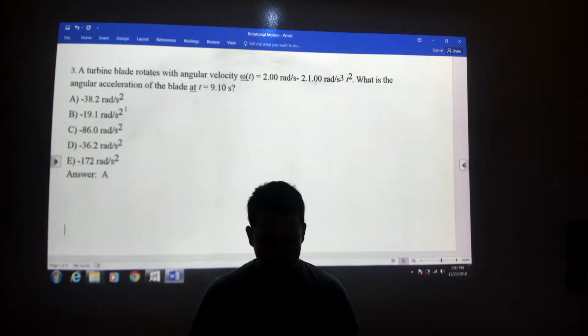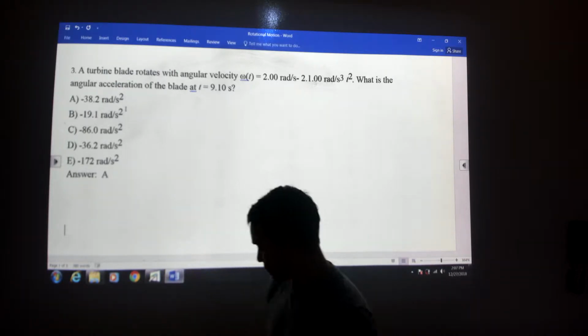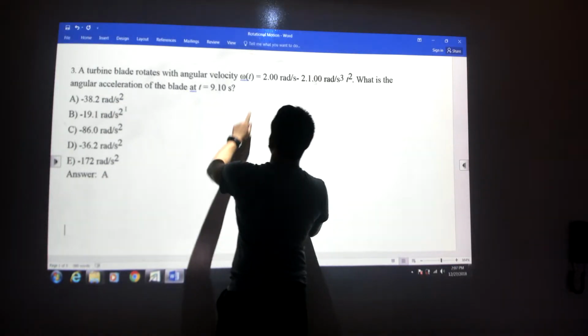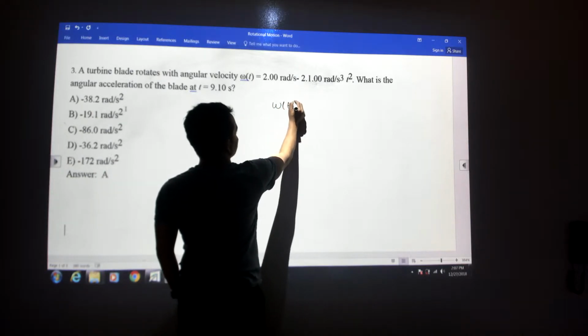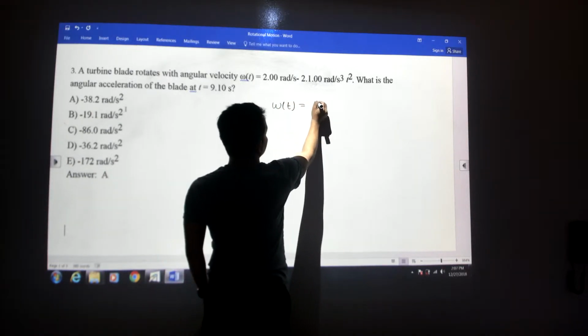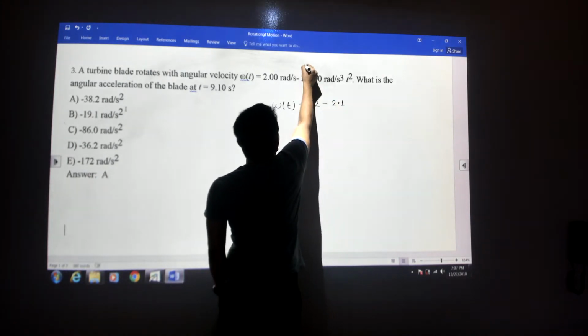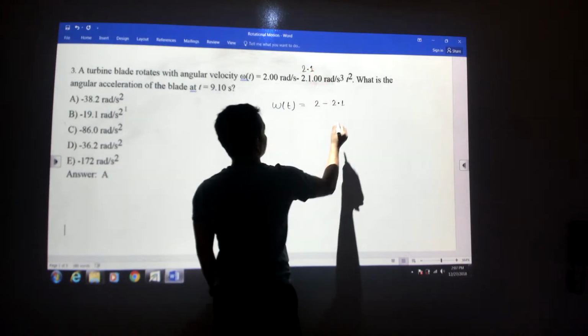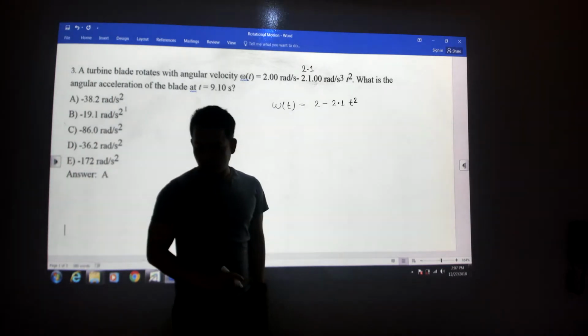In this problem, angular velocity is given as a function of time, and you need to find the angular acceleration at a certain time. Okay, let's do it. So the angular velocity is given as a function of time, which is 2 minus 2.1 time squared. This is what is given here.